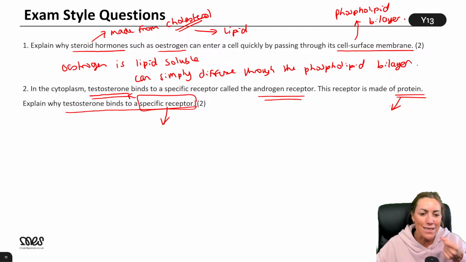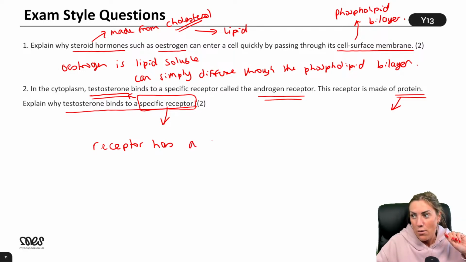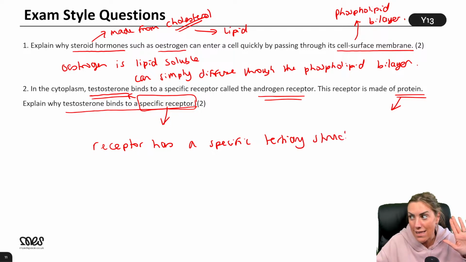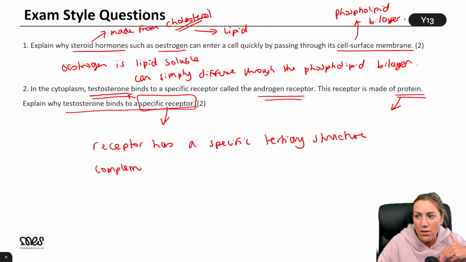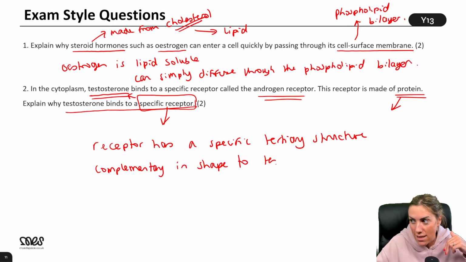As soon as you think about proteins and shapes fitting together, you automatically assume enzymes and you talk about active sites. This is a receptor. It's not an enzyme, but it is a protein. So the receptor has a specific tertiary structure because it is a protein, but we're not going to say it's got an active site, are we? Okay. Yeah, you're on to me. So we could just say the receptor as a protein has a specific tertiary structure, and we can still use the word complementary in shape to testosterone.